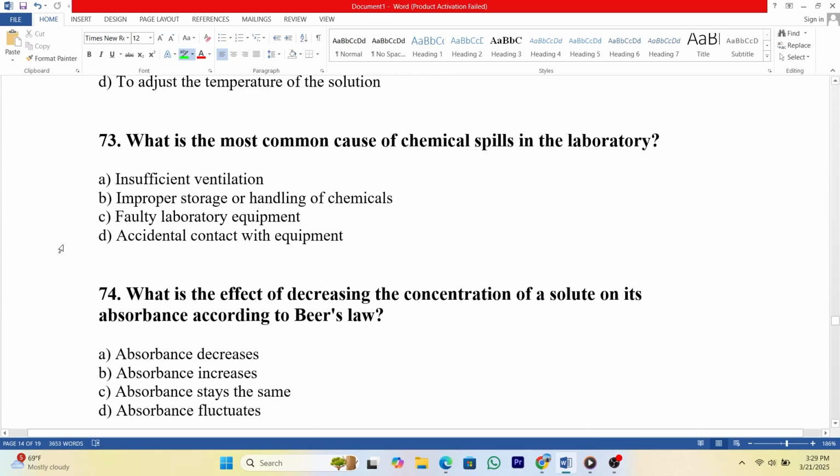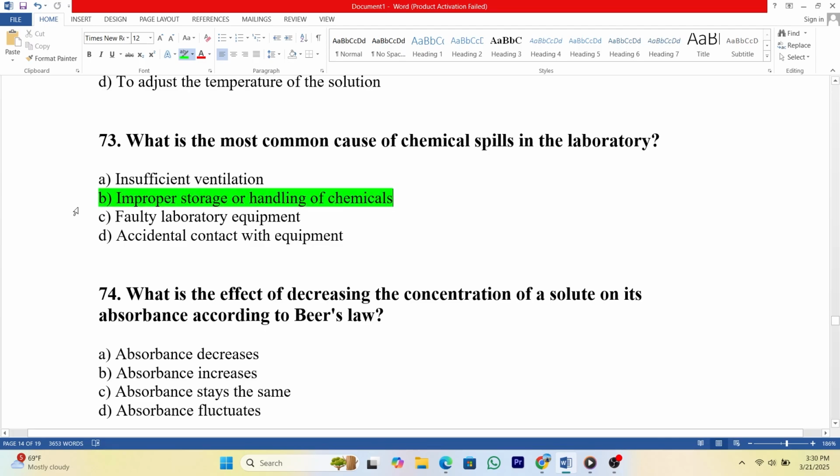73. What is the most common cause of chemical spills in the laboratory? A. Insufficient ventilation. B. Improper storage or handling of chemicals. C. Faulty laboratory equipment. D. Accidental contact with equipment. Answer: B. Improper storage or handling of chemicals.